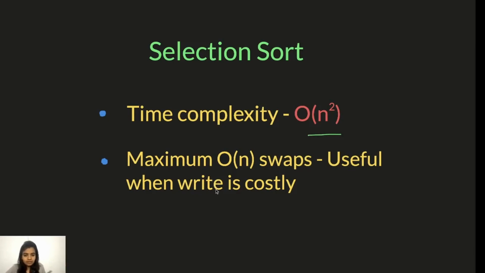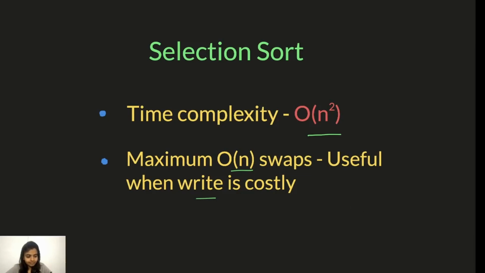And this algorithm is useful when the write operation is costly. So the maximum number of write operations in selection sort is big O of n. That is, we'll be swapping it, and when we swap it, we will just do one write operation. Okay, so that is big O of n. Now I'll explain selection sort with the help of an example.